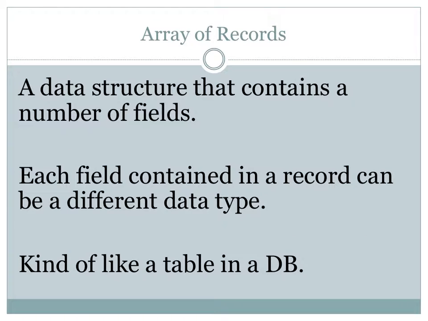Basically a record is a data structure that contains a number of fields, but it's different from, say, a two-dimensional or a multi-dimensional array in that each field contained in a record can be a different data type. If you've done any database stuff, a good way to think about it is kind of like a table in a database. You have an ID which is unique, but then you can have name, surname, date of birth. A record is kind of like a multi-dimensional array, but you can hold different data types.